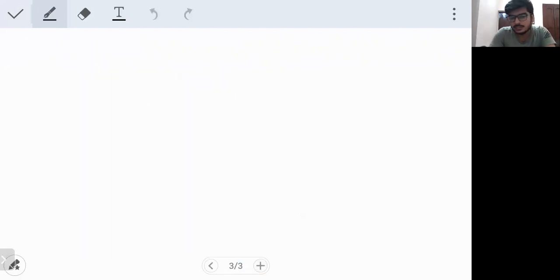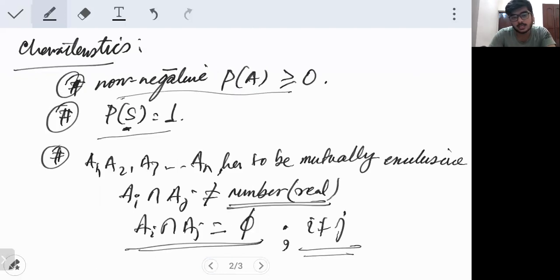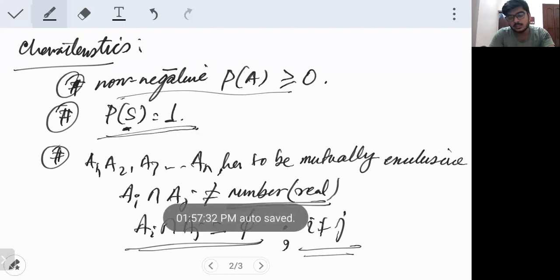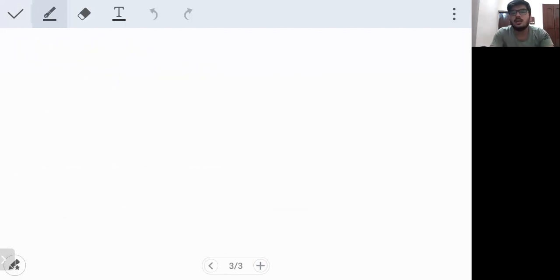So these are the three things that we talk about, right? The first we discussed is non-negative. It has to be non-negative. The probability of the sample space has to be equal to 1, and the events should be mutually exclusive, right? So this is the thing that we discussed.